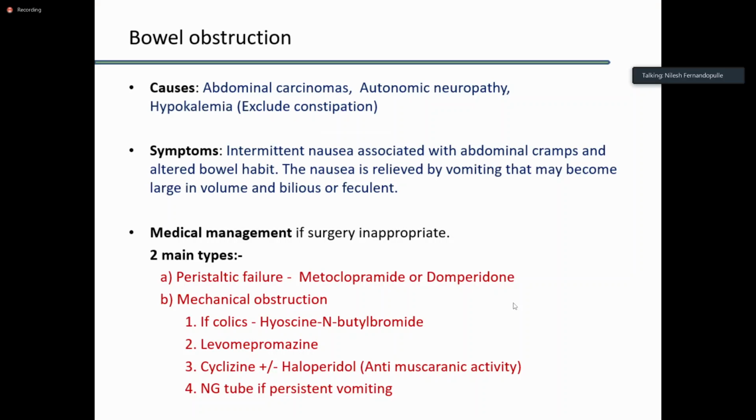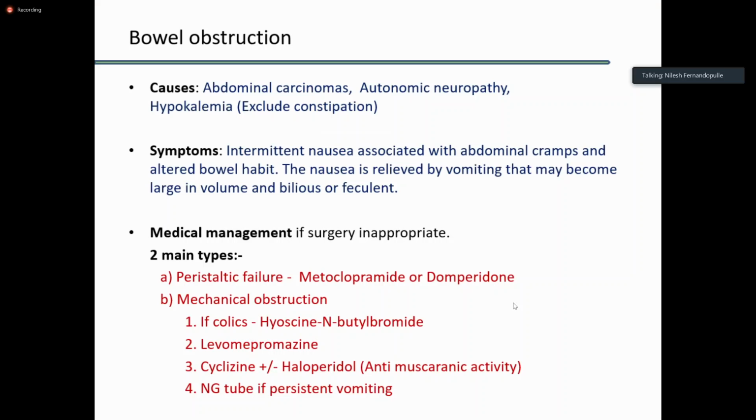Obviously, if the patient has obstruction symptoms, first treatment is surgery. But if the patient is not fit for surgery, then you have to think about medical management. If you're thinking of obstruction, and it's painless, then it's likely due to peristaltic failure. So that means like a paralytic ileus. So those patients, you need to stimulate the bowel by giving metoclopramide or domperidone.